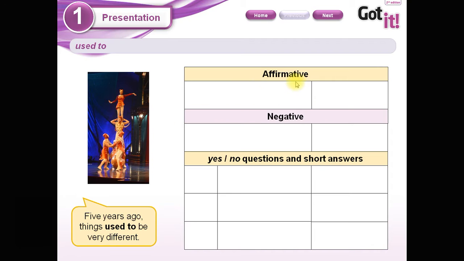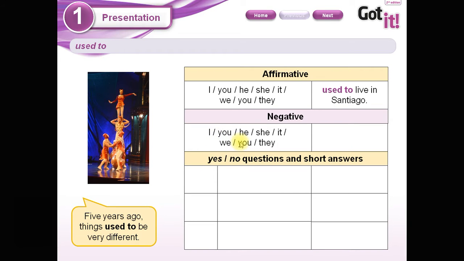Now, we can do it in the affirmative, negative way, and also in questions. When we do it in the affirmative way, we use pronouns, in this case, I, you, he, she, it, we, you, they, used to live in Santiago. If we do it in the negative, we do it like this: didn't used to live in Santiago. Pay attention. Here it has a D, and here it doesn't. Okay, pay attention to that.